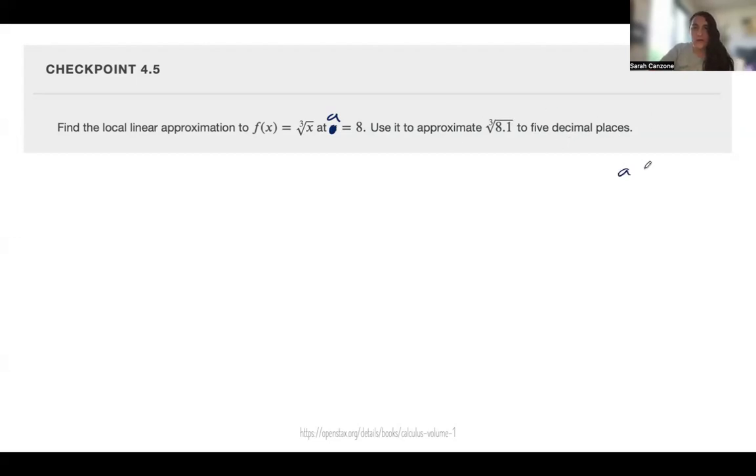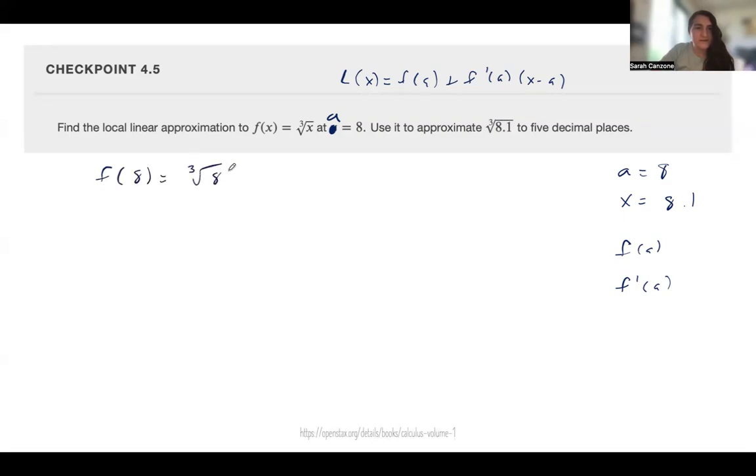Okay, so what we know is that a is 8. We know that x is the non-integer value, which is going to be the 8.1. And then we can find f of a and f prime of a. We again know L of x is f of a plus f prime of a times x minus a. All right. So first of all, let's just find f of a because we don't actually have to do any calculus for that. So f of 8 is the cube root of 8, which is just going to be 2 because 2 times 2 times 2 is 8. So f of a is 2.